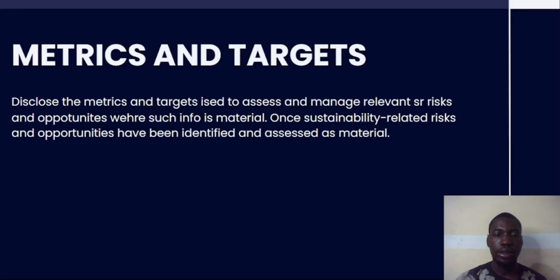Then in the aspect of metrics and targets, which is the fourth and last pillar, an entity, a business, needs to disclose the metrics and targets used to assess and manage relevant risks and opportunities where such information is material. So materiality is key here.